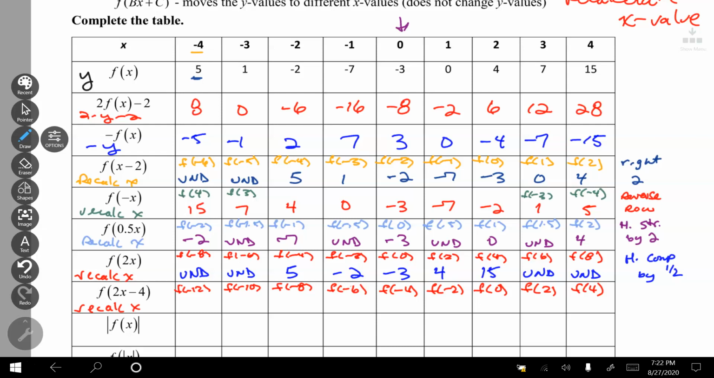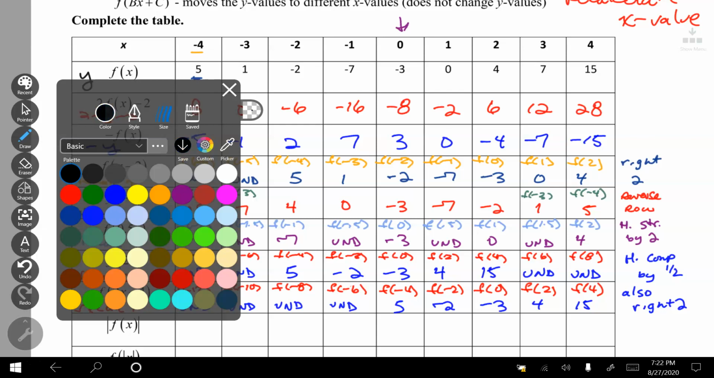This one's very similar. It says f of 2x minus 4. I bet there's something that's going to be pretty close. So it's going to start off undefined, undefined, undefined, undefined. I get to f of negative 4, and I get 5, negative 2, negative 3, 4, and 15. And if you look, it is compressed in half, but it's also right 2. How did I get right 2? Because it's 4 over 2. Very similar to what we had before.